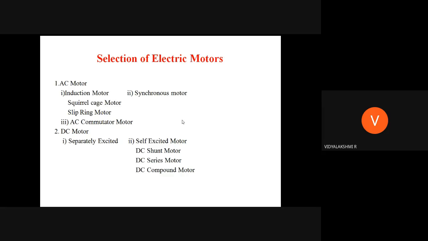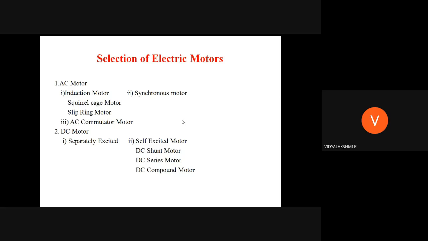And then next, for cranes and hoists and electrical traction, we need very high starting torque. There I can use the DC series motor. And the last but one is the AC commutator motor. AC commutator motor is nothing but the AC motor which has the commutator part. So when I need power factor and speed control, there I can go with the AC commutator motor.